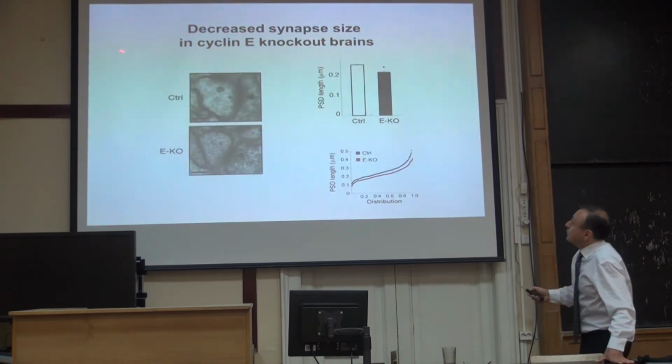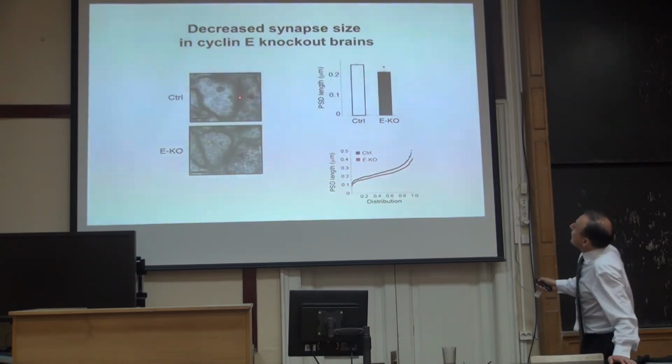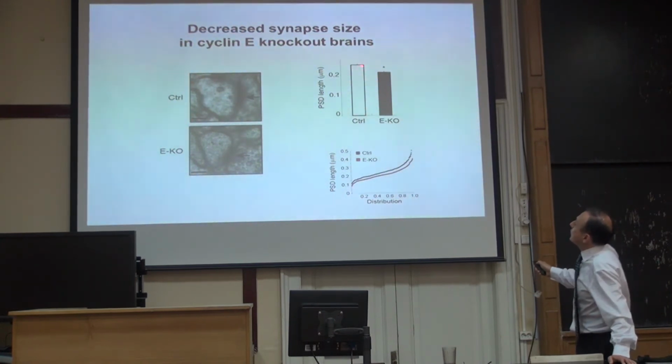The second thing is that we look at the synapse size, and when you look at those electron micrographs, this is control, this is knockout. It's not very obvious, but when you measure hundreds and quantify, there's a difference.